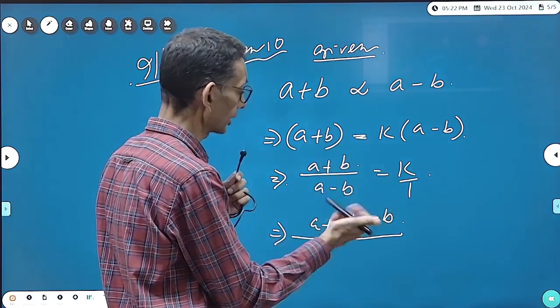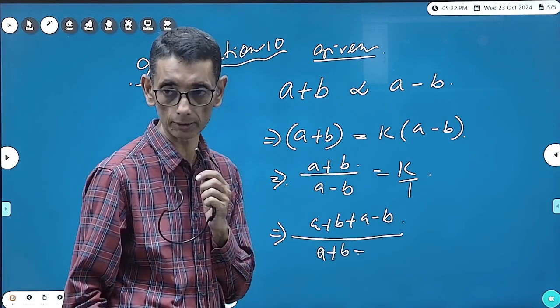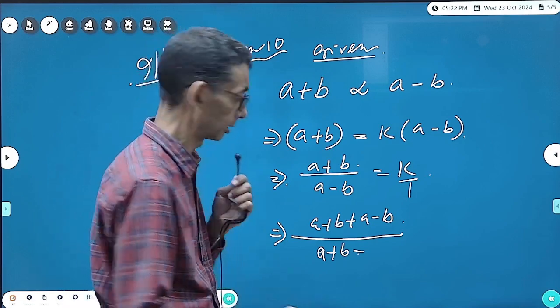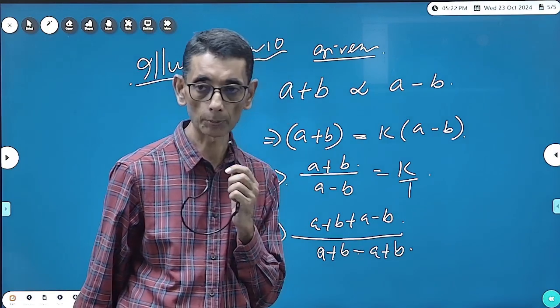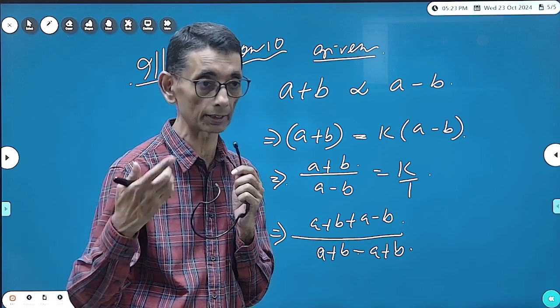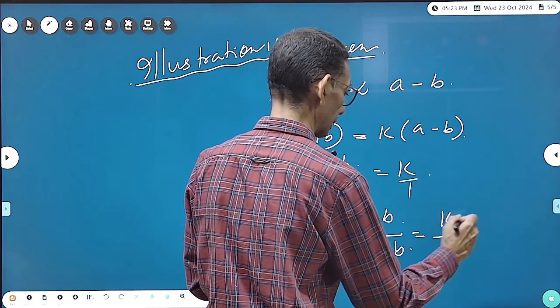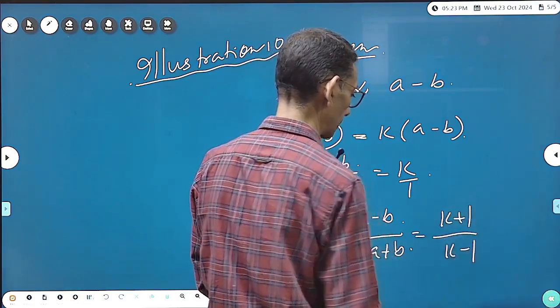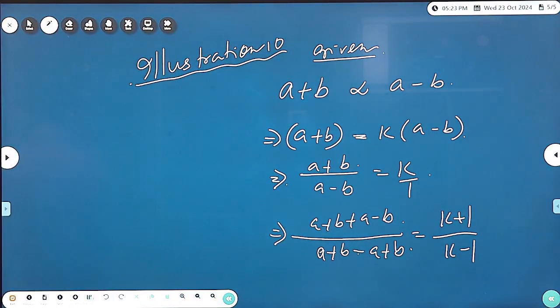Then again start with the numerator, always start with the numerator. Then you have to subtract the denominator: a plus b minus, denominator, a minus b, whole. This is called componendo dividendo. We have to do the right hand side too. Componendo dividendo is not done on one side only. On the right side it becomes k plus 1 and k minus 1. Use componendo dividendo on both sides.